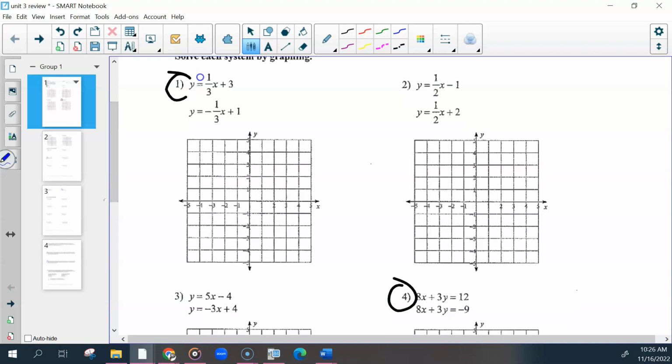So for the first one, we're going to start at positive 3, and then use our slope 1/3. Go up 1 to the right 3, down 1 to the left 3.